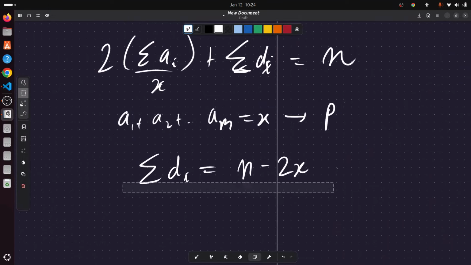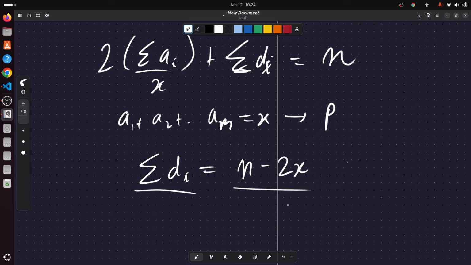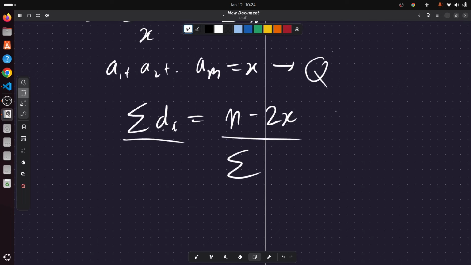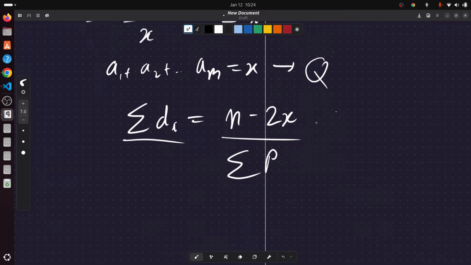So now, basically if I want summation of Di equal to n minus 2x, then what is the summation of this product? Okay, I'll change this name, I'll call it Q. The number of ways to break x into A1 to Am, let's say it is Q. And if I have summation of Di equal to n minus 2x, then what is the summation of P, where P was this one?